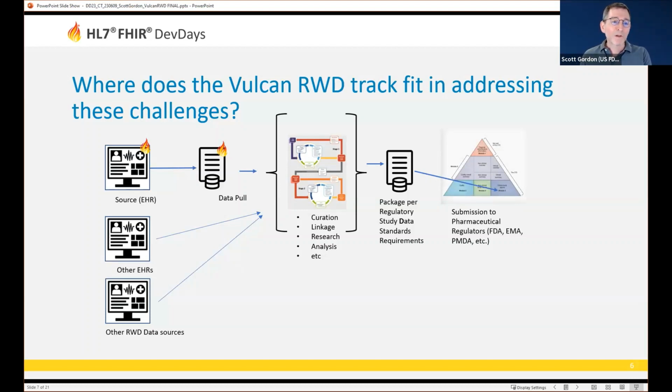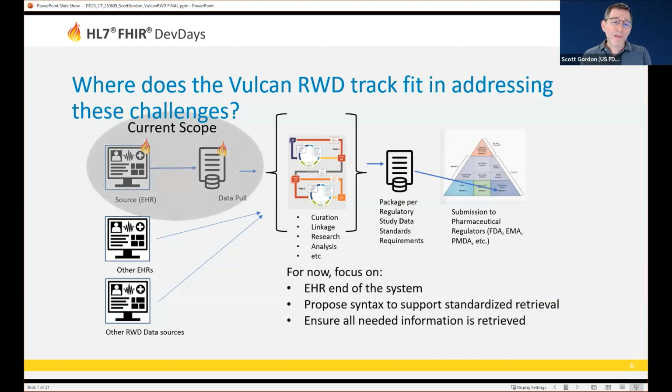So the scope that this track is taking is very, very tightly focused, really right at the beginning. It's focused very much on the EHR end of the system, and very much on EHRs for now in particular. And the big focus that we've taken so far is to propose the syntax, the structure of information and what information should be required.